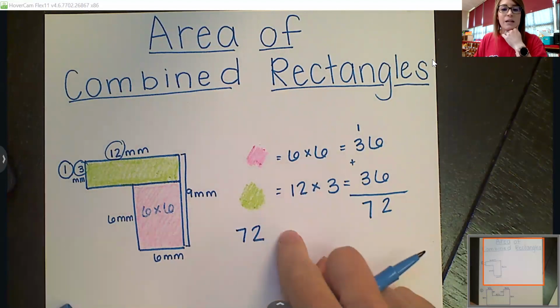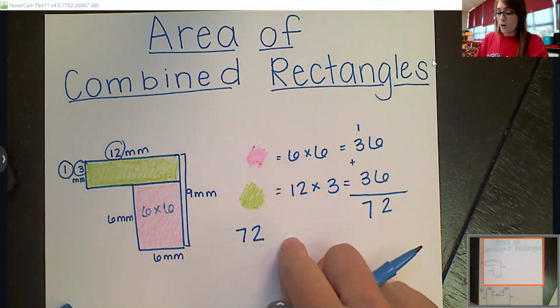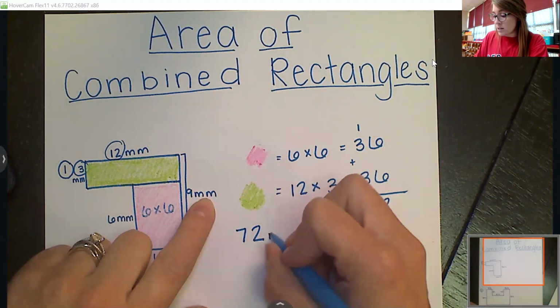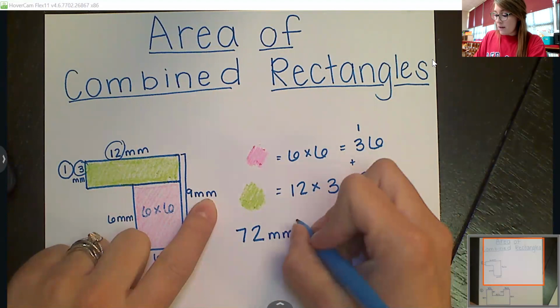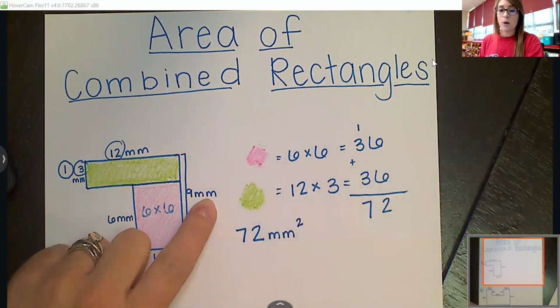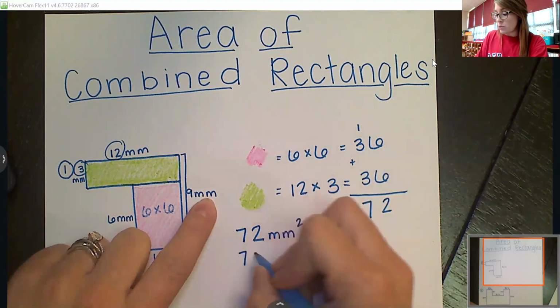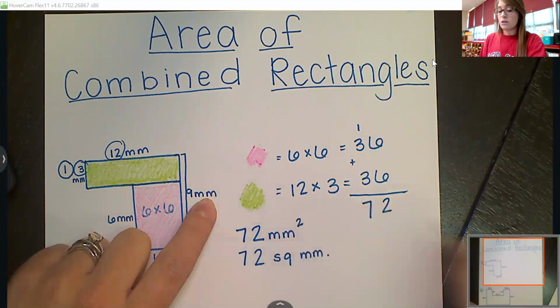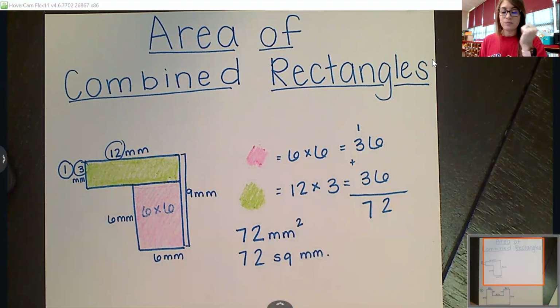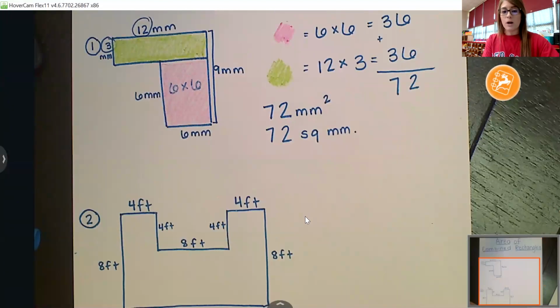What am I forgetting on the end of this? Right, I've got to put my measurement unit. And because it's area, I've got to make sure it is squared. And remember, you can do 72 millimeters squared or 72 square millimeters. Those are both correct. All righty, let's look at one more.